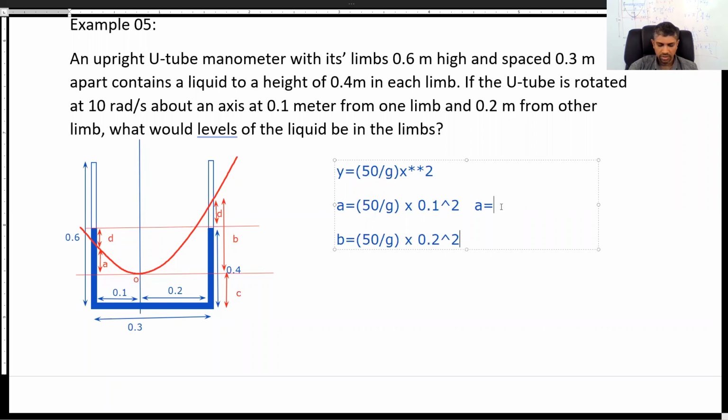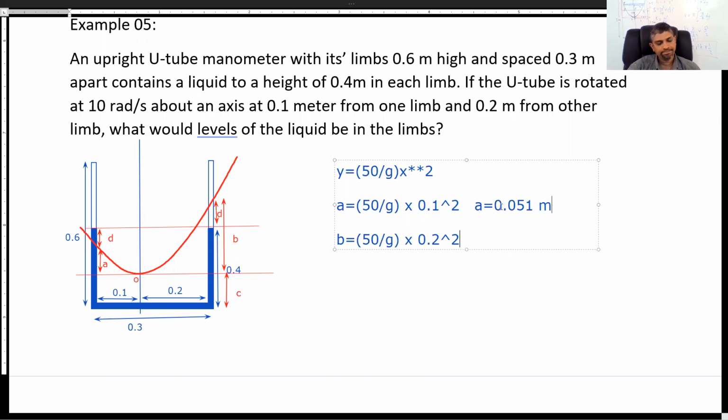50 divided by g, 9.81, into 0.1 squared. 0.051 approximately.